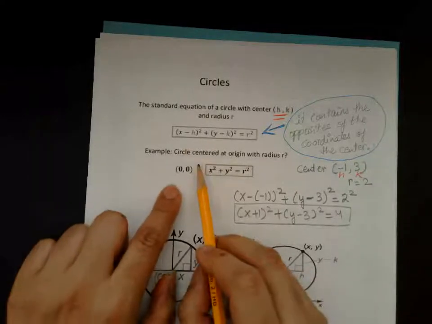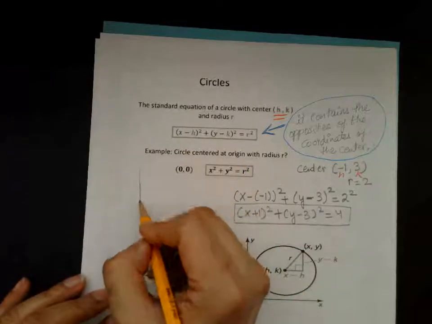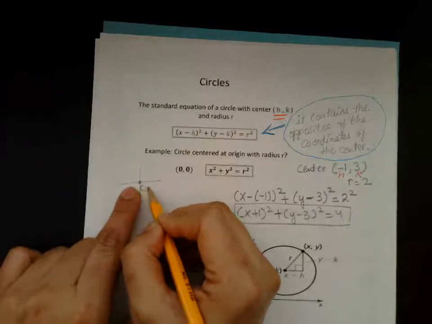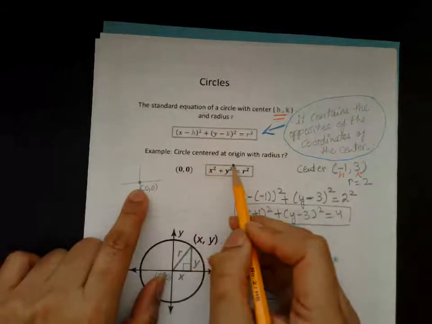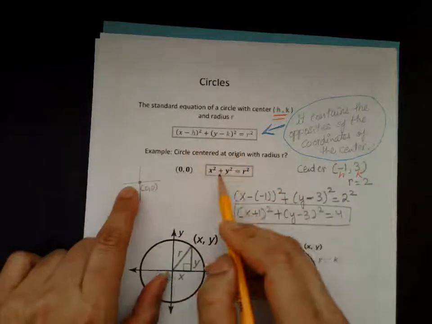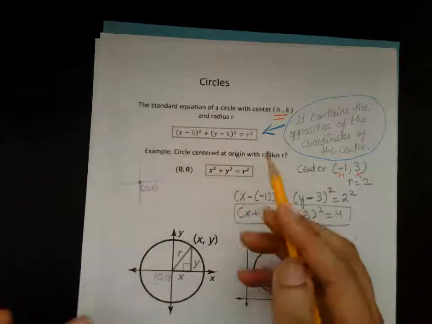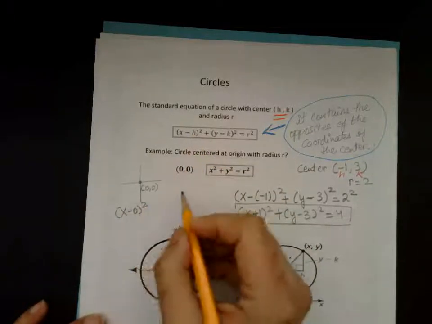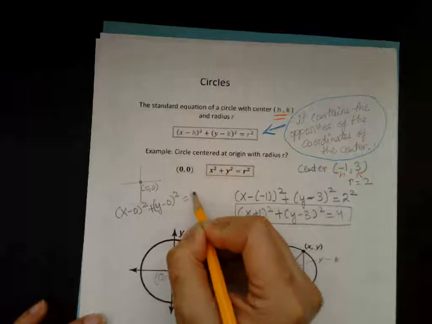Now another thing, a circle centered at the origin. This is the coordinate plane, this is your origin, right? At the origin, this is nothing but 0 and 0. So if the circle is centered at the origin, there is no h and there is no k, because h and k are nothing but 0 and 0. And if you plug in 0 and 0, what will happen? If I plug it here, (x - 0)² + (y - 0)² = r².